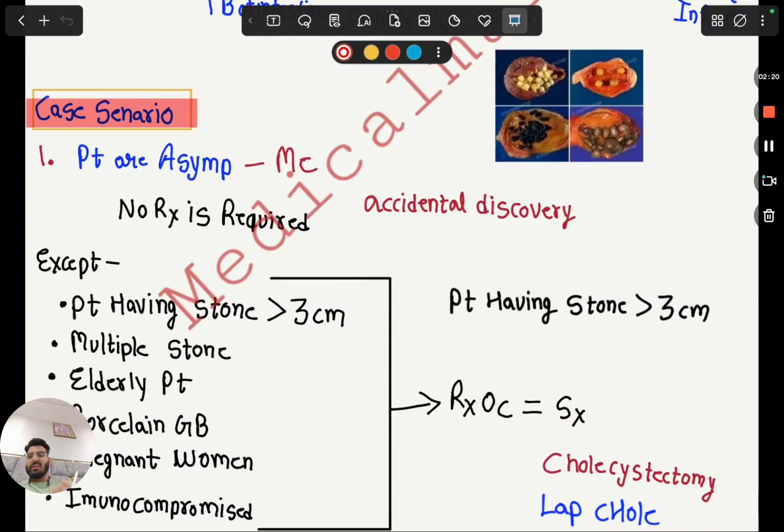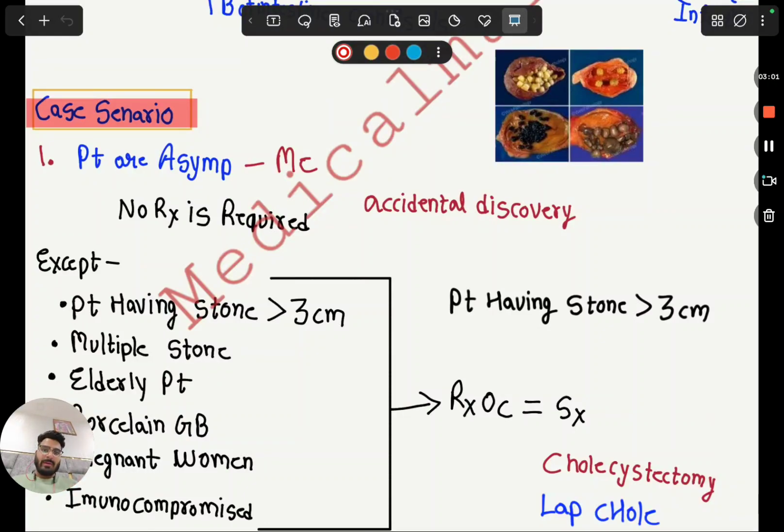Now we will discuss the case scenarios. There are generally three types of case scenarios. The first case scenario is that the patient is asymptomatic. So what are these? These are those patients who came to OPD for another reason, but the radiologist accidentally discovers these pathologies. I can give you a very common case scenario: a woman came to a gynecologist complaining of pain in the pubic area, and the gynecologist suggests that she is having some PID.